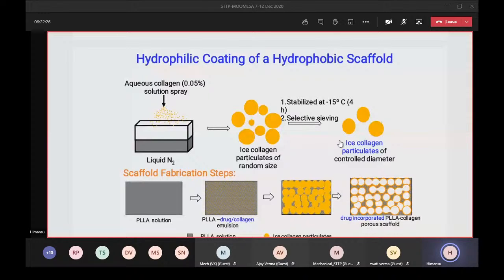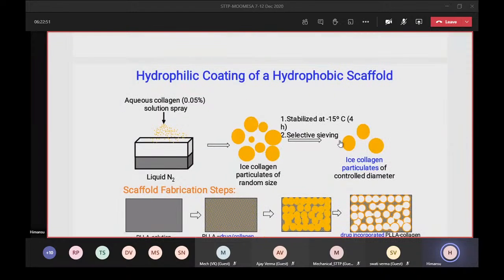So let us prepare the ice collagen. Here you can see the aqueous collagen solution is sprayed over liquid nitrogen, which is at minus 196 degrees, right? The collagen is at a very low concentration, 0.05%. Why such a low concentration? Because the water part will be removed, and it can create a platform of a thin collagen layer, right?